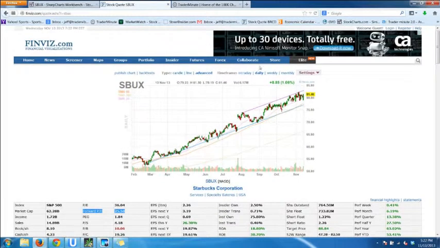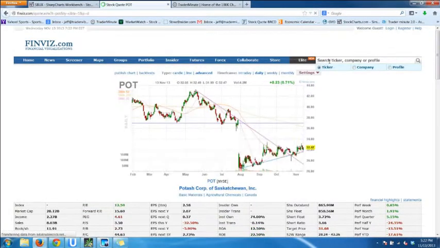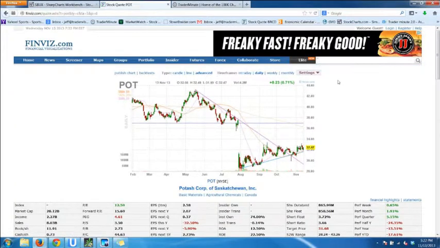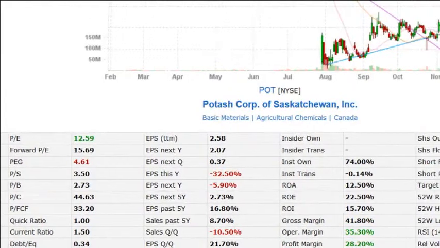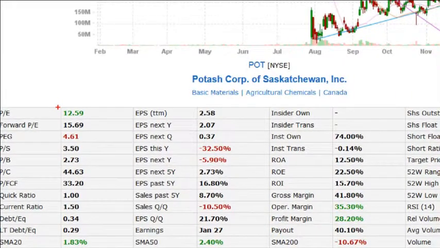Let's take potash. We talked potash. We had the 50, 100, and 200-day moving averages all tied down. Let's look at it from a fundamental standpoint. Well, look at the PE ratios. Forward PE, they look pretty good, right? They're not too bad. They're relatively low. They're a lot lower than Starbucks, right? A heck of a lot lower than Starbucks.